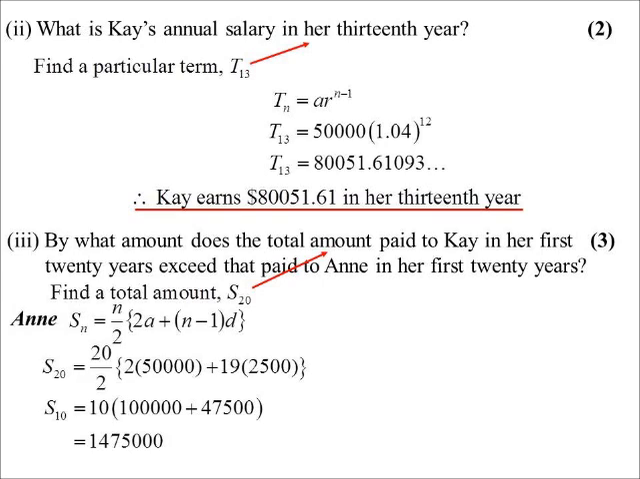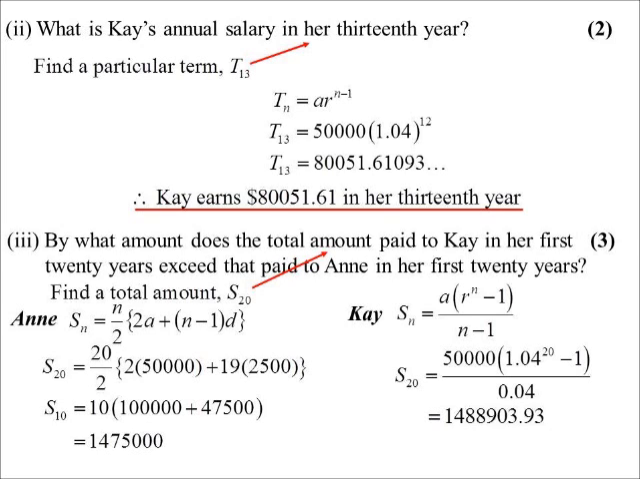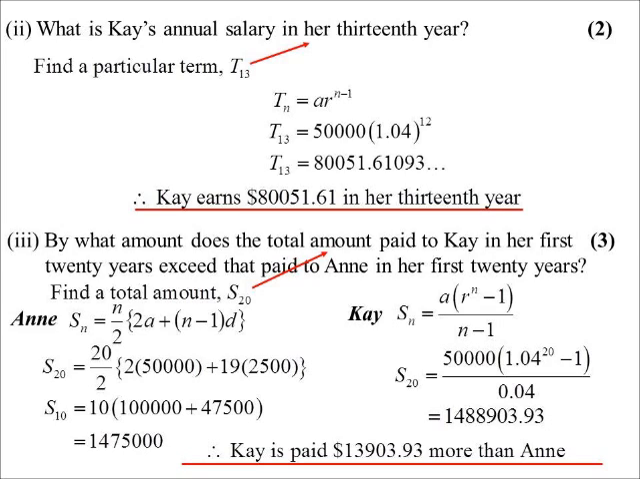So for Anne, it's arithmetic. And subbing into that, in 20 years, she's done $1,475,000. Whereas K, subbing in our geometric one, $1,488,903. So they want to know how much extra. So we do a subtraction. She's got herself an extra almost $14,000 there over 20 years.